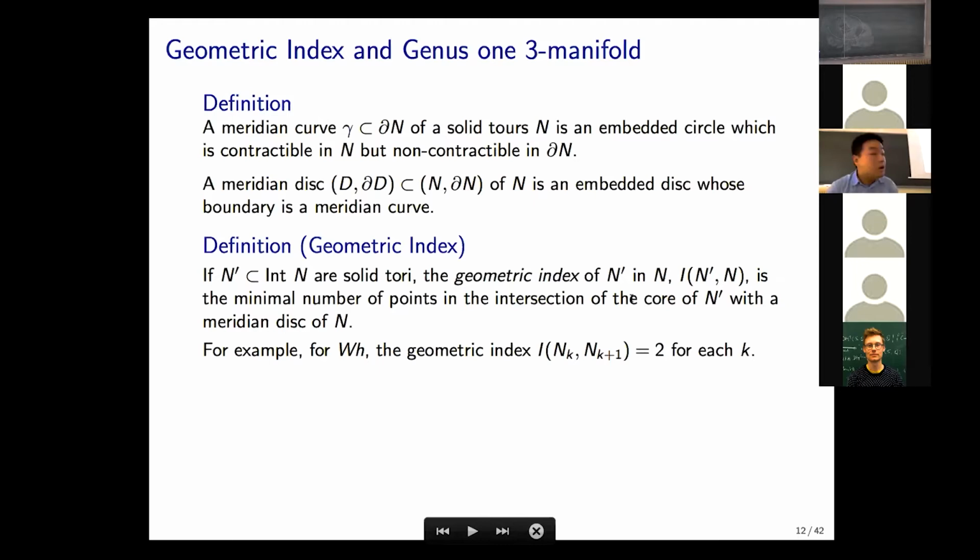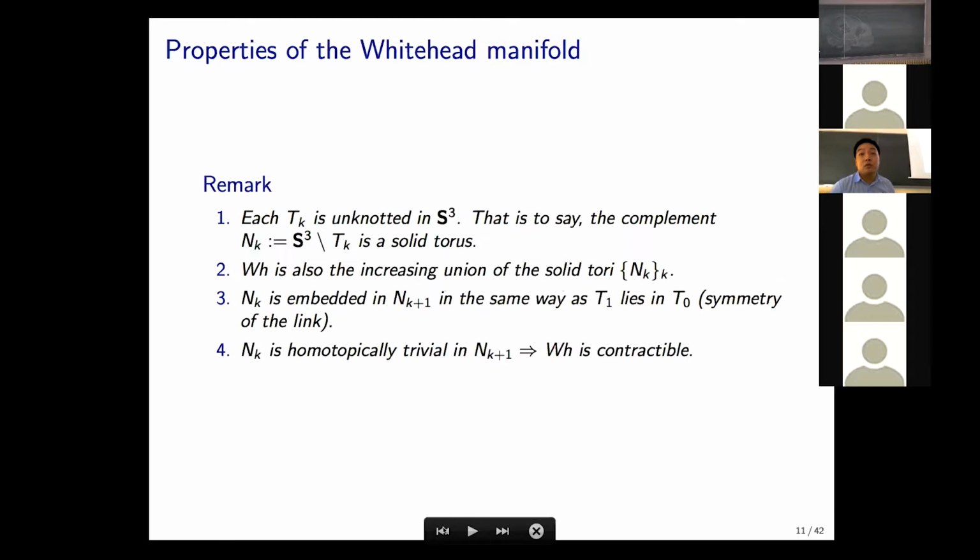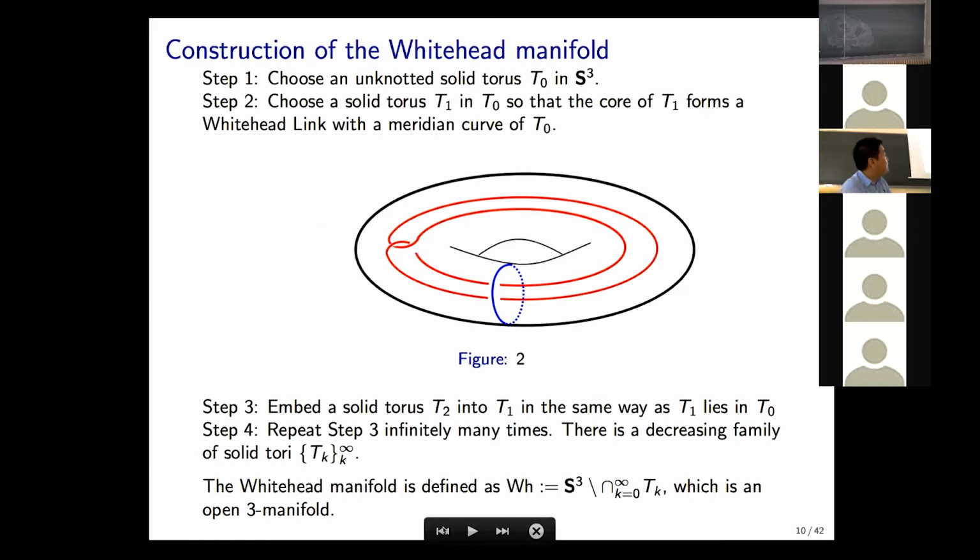Maybe I can explain this by giving an example to explain the definition. Please go back to the picture. Here, we can find a disk bounded by the blue curve. The disk will intersect the red curve at two points. So from this picture, we know the geometric index is equal to 2.